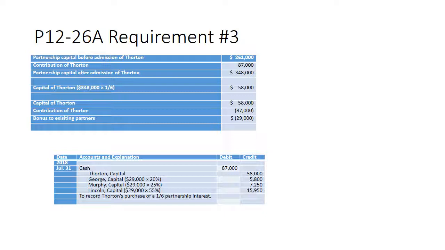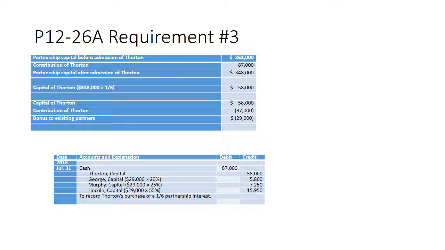Now, what about that difference? Because we're going to debit cash $87,000, credit his capital account for only $58,000. We still have $29,000 that needs to go somewhere. Well, when this happens, when the new partner pays more than their interest, they're really bonusing extra money to the other partners. So they're paying off the other partners, if you want to look at it that way. How much? In total, $29,000. We'll distribute that $29,000 based on their profit and loss ratio.